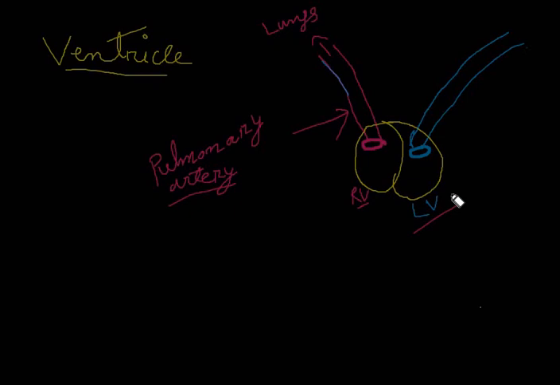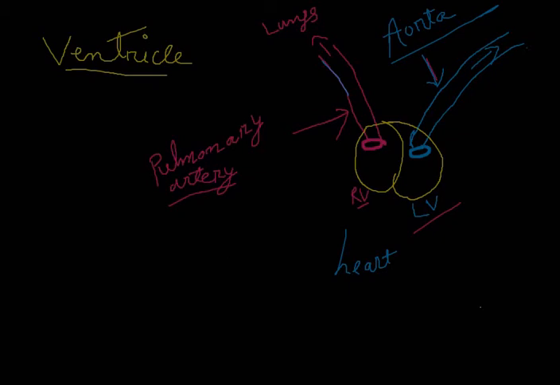And in the left ventricle we have the aorta. What is the function of aorta? Aorta carries blood away from the heart. This is our heart, and the function of this aorta is that it carries blood away from the heart to the tissues or other parts of our body.